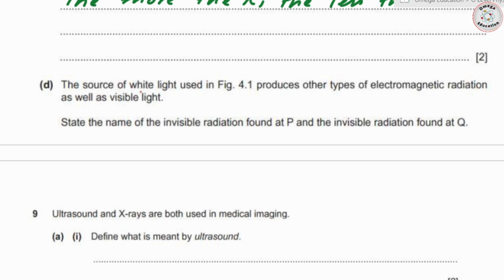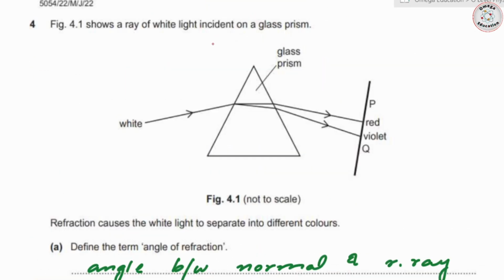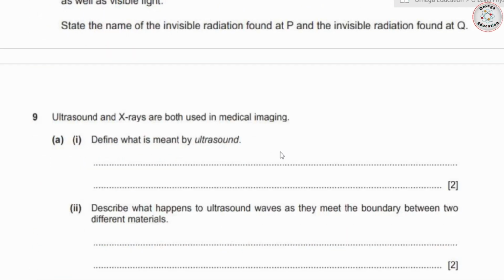So, name the invisible radiation found at P and the invisible radiation found at Q. The mnemonic is: rugby match is very unlike xylophone game. So we have visible light, here we'll have infrared, and here we'll have ultraviolet, so IR over there and UV over here. UV light has more frequency, and infrared waves have less frequency than the visible light. Alright, moving on to the next one.